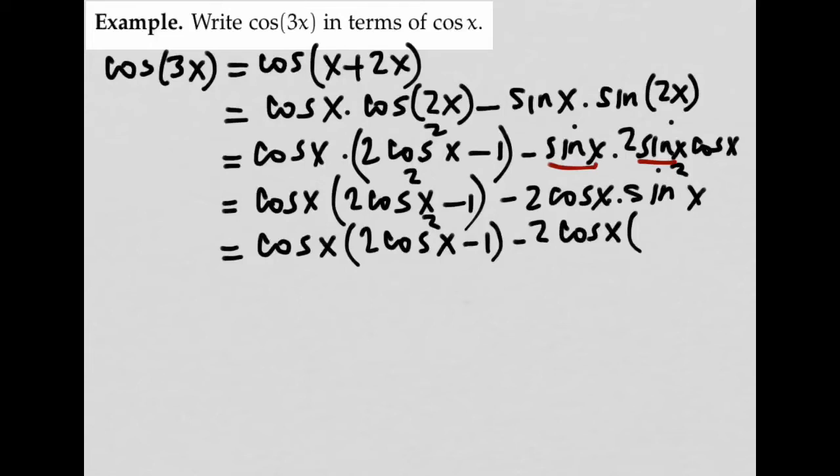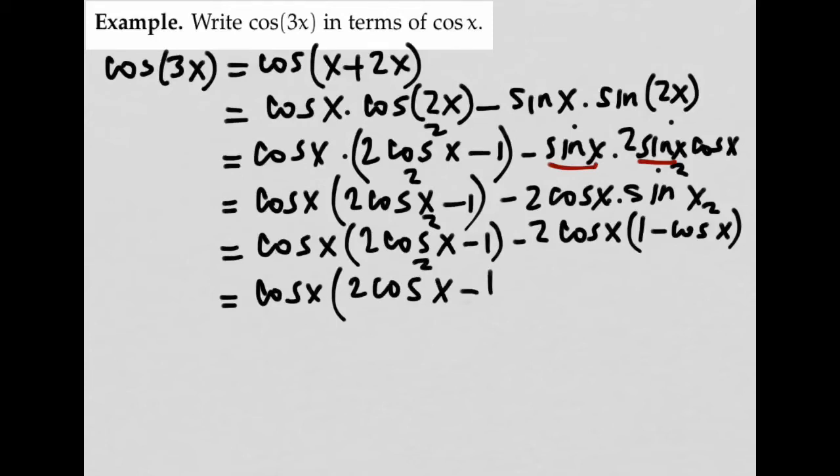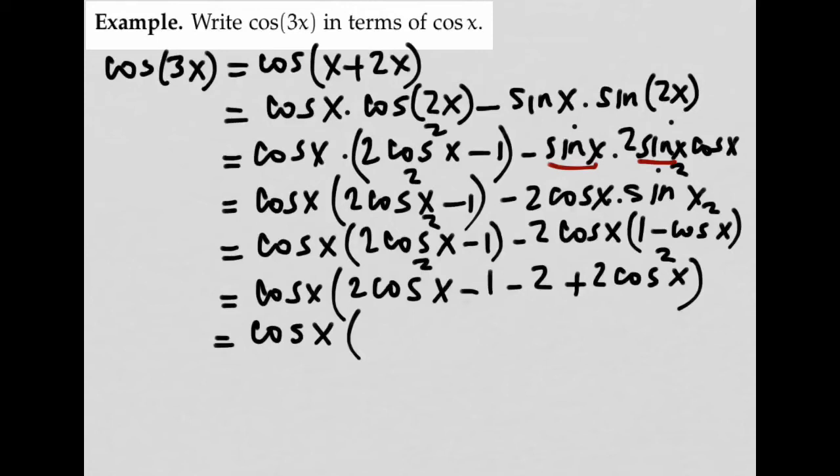Remember from the Pythagorean identity, sine squared x is 1 minus cosine squared x. Now look at the two terms and notice they have a cosine x in common, so I'm going to factor that out. We're left with 2 cosine squared x minus 1. Now minus 2 times 1 is minus 2, and minus 2 times minus cosine squared x is plus 2 cosine squared x. Equals cosine x, 2 cosine squared x plus 2 cosine squared x is 4 cosine squared x, and minus 1 minus 2 is minus 3.